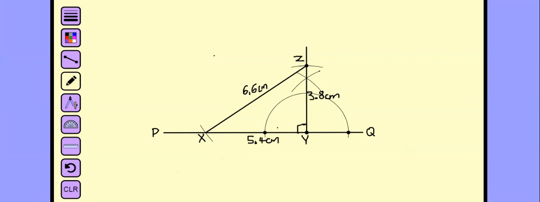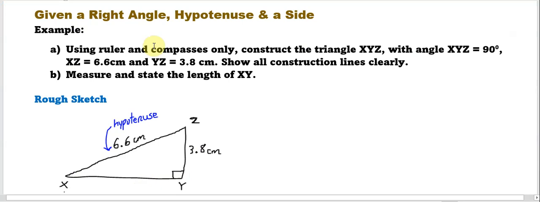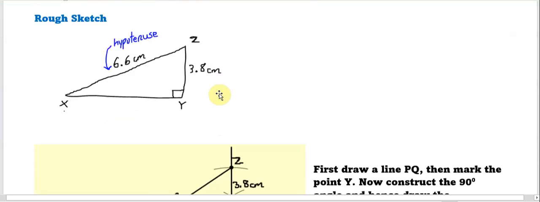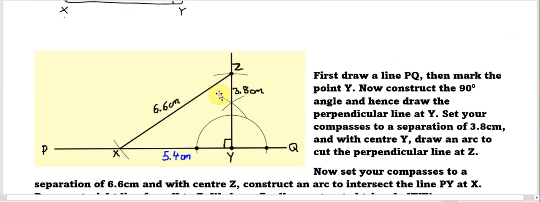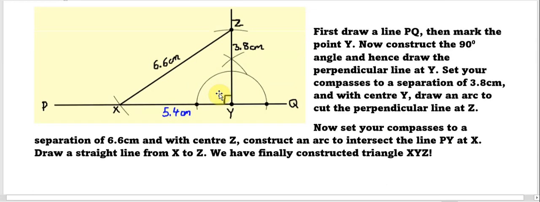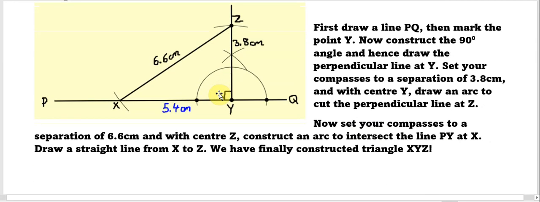So this concludes the construction of unique triangles, based on the four sets of elements. And you can pause the video here as well to take down the instructions of this construction.